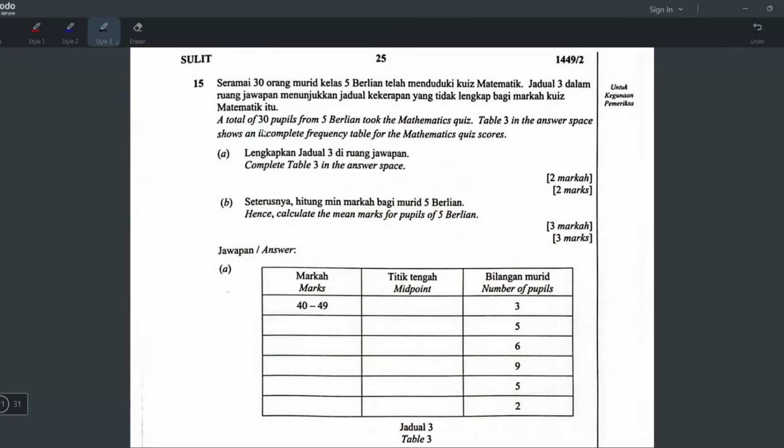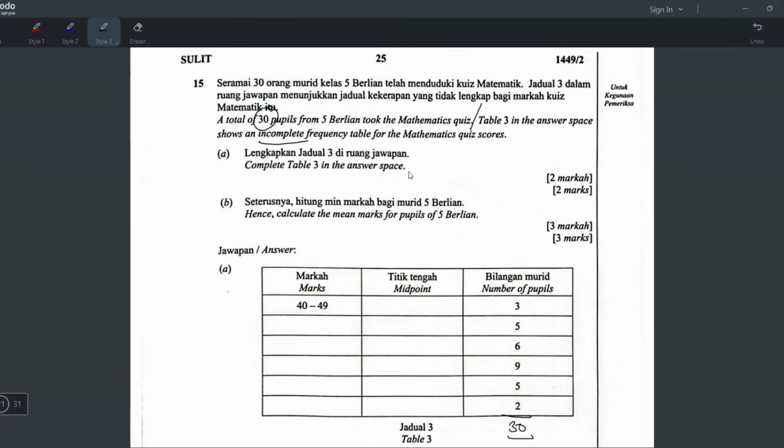Okay, let's do it. A total of 30 pupils from 5 Brilliant took the mathematics quiz. So the 30 is the total frequency. If you add everything here, you will get 30. Let's try: 8 plus 6 is 14, 14 plus 9 is 23, and 7 is 30. Yeah, correct. Table 3 in the answer space shows an incomplete frequency table for the mathematics quiz.